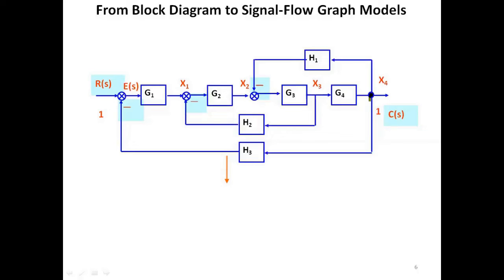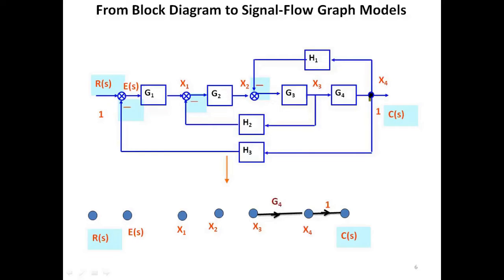Let's draw the nodes and represent the nodes. So starting from R(s), that is nothing but the input node. Towards the end, we have C(s), that is nothing but the output node. And in between, we have intermediate nodes like E(s), X1, X2, X3, X4. Let's start drawing the graph. Starting from node X4 towards C(s), we have unity gain 1. Then with respect to node X4, from node X3, we have a branch gain of G4 towards X4.